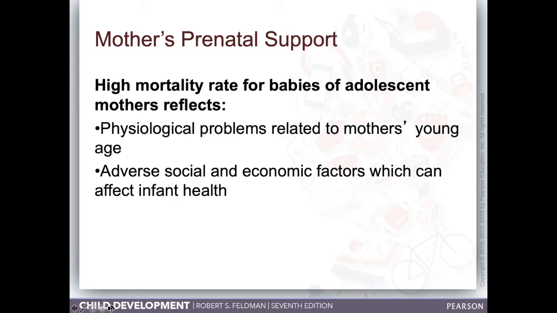High mortality rates for babies of adolescent mothers reflects physiological problems related to mother's young age, adverse social and economic factors which can affect infant health. That usually means that the education and the support isn't there when they're at that age where they may not be thinking about what the best thing for the baby would be.